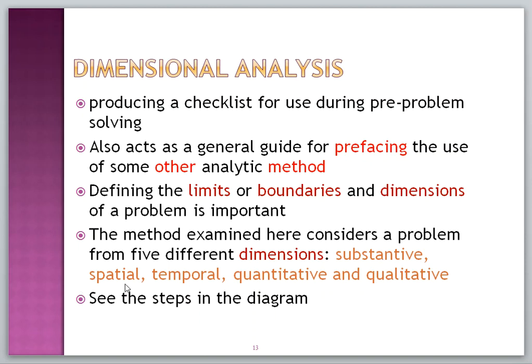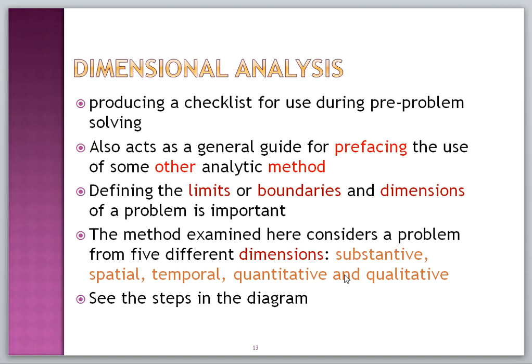Spatial is the place where it takes place, is it here or there. Temporal is the time. Quantitative is about how many, is it too many things or few things we are talking about. The qualitative one is about whether it is something deep or something superficial. So we define the limits or boundaries and dimensions of a problem through these 5 dimensions.